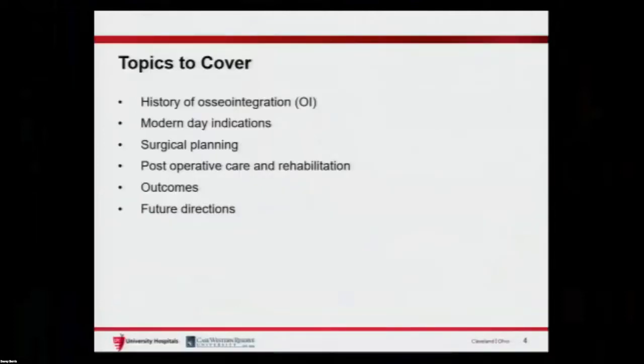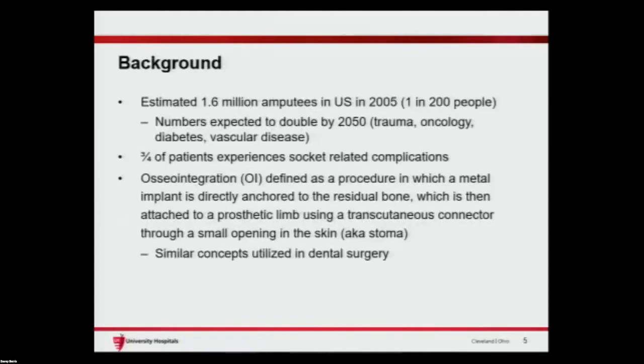So the topics that we're going to cover today are a little bit on the history of osseointegration, or what you may see me refer to the rest of the talk as OI. Some modern day indications. So we'll talk a little bit about surgical planning, and I'll show you some of the steps that go along the way in performing these operations for patients who have a history of amputation. We'll go over some of the postoperative care and rehabilitation, and then we'll talk about some studies that go over outcomes as well as potential future directions for where we're heading.